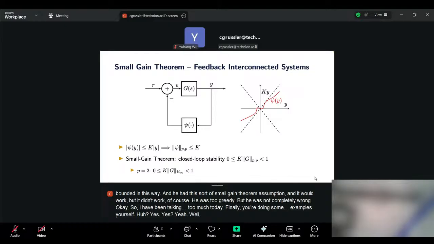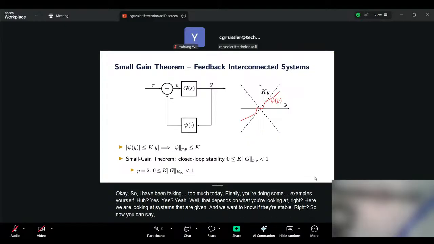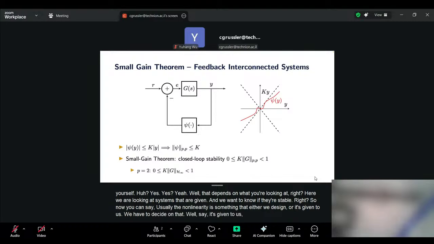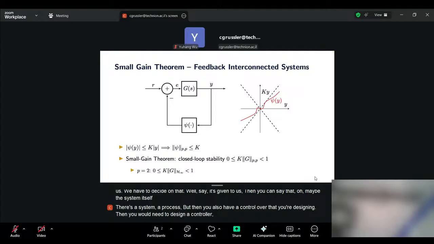Well, that depends on what you're looking at, right? Here we are looking at systems that are given, and we want to know if they're stable, right? Usually the nonlinearity is something that either we decide or it's given to us. Let's say it's given to us, then maybe there's a system, a process, but then you also have a controller that you're designing. Then you would need to decide on a controller that gives you exactly that quantity, right? So that's one way of thinking of that.